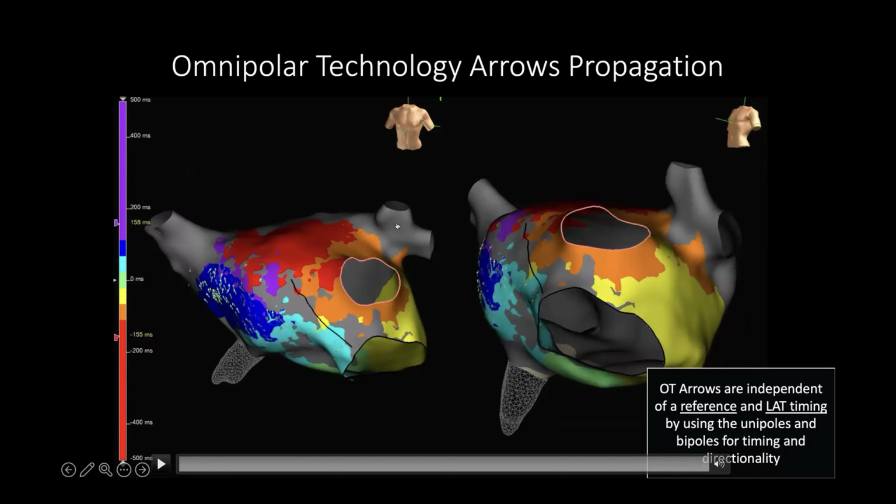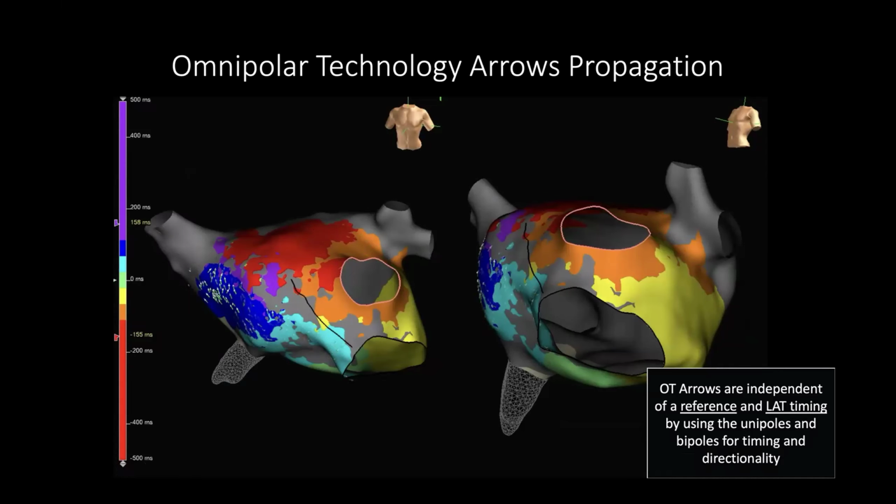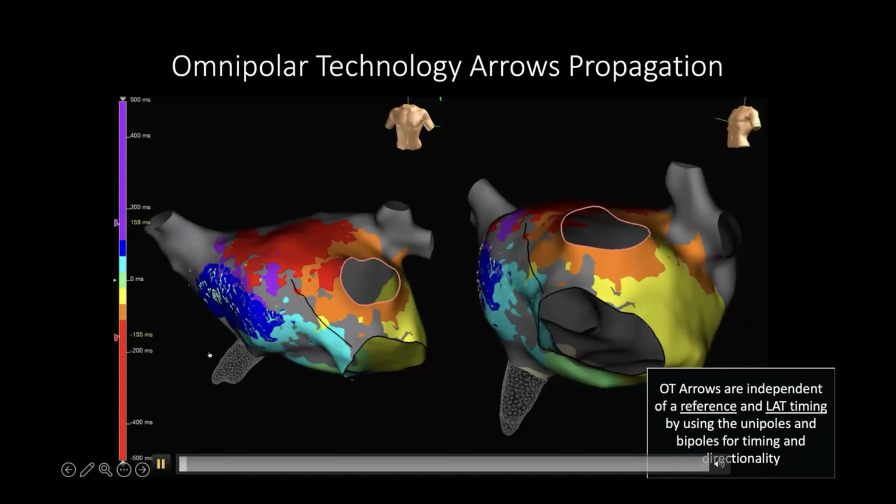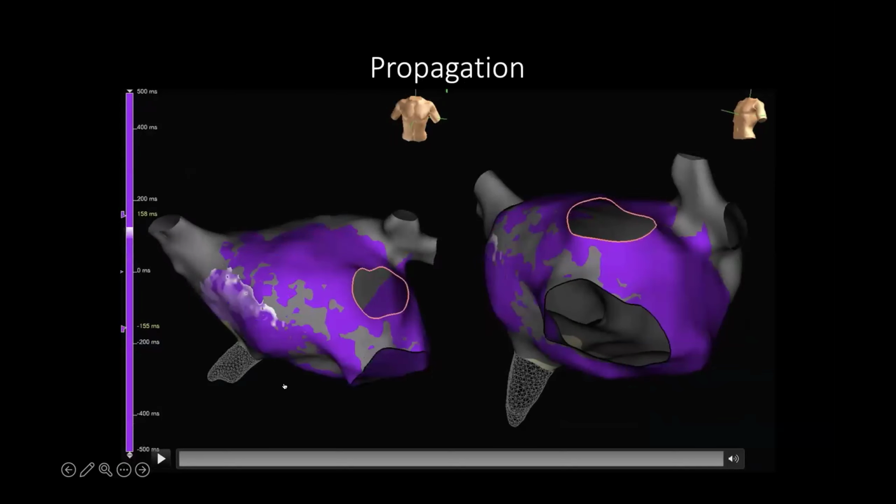Oh, and by the way, this is the omnipolar technology. That's something that ESI or the HD grid technology offers, and it gives you these kinds of arrows. You can do it in unipolar or bipolar modalities, but it gives you a better sense of how the electricity is conducting in this area. This is the same, the propagation. You can get an idea. I think I described it too much already.